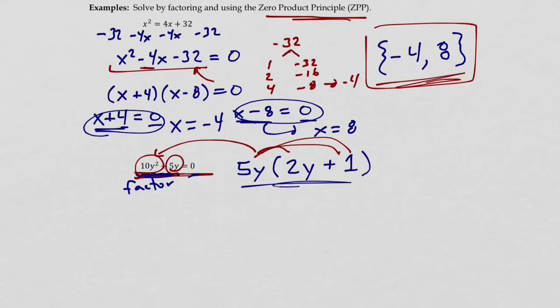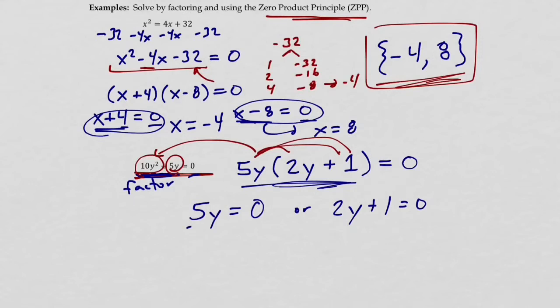But I want the factored form for what I want to do next, because the factored form is equal to 0, and the zero product principle tells me that that means either 5y equals 0 or 2y plus 1 equals 0. Solving those simpler equations, dividing the first one on both sides by 5, we end up with y equals 0, because 0 divided by any number is always equal to 0. And on the other side, I can subtract 1 to get 2y equals negative 1, and then divide by 2 to get the solution y equals negative 1/2.